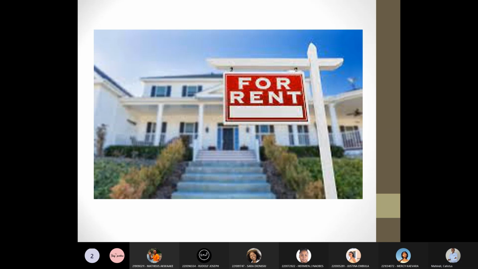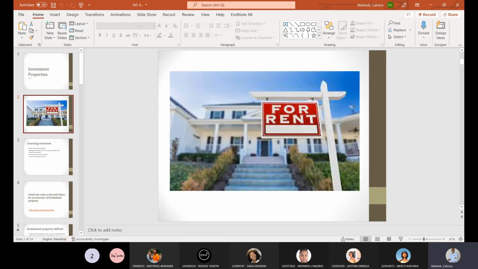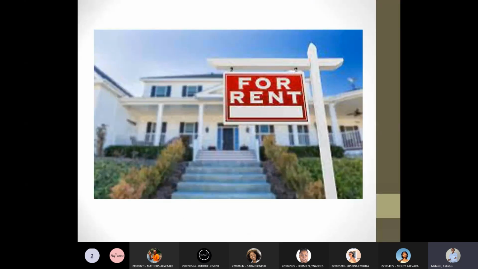What's the nature of the property? The property is on for rent, sir. All right. The property is put up for rent. It's a house that is for rent.